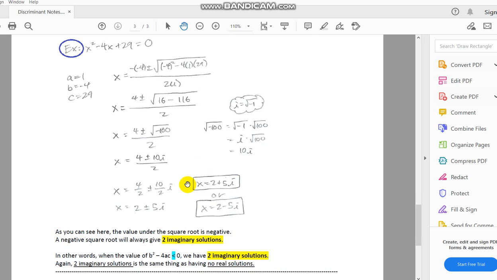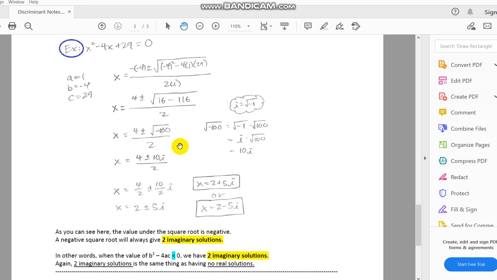And now this is something that we just went over not too long ago. We have x squared minus 4x plus 29 equals 0. And then again, identify a, b, and c, and solve for x. By doing so, we get two imaginary solutions. As you can see here, the reason why is because the value under this square root is negative. And a negative square root, so we get the square root of negative 100, will always give two imaginary solutions. And these are the two imaginary solutions that you see here.